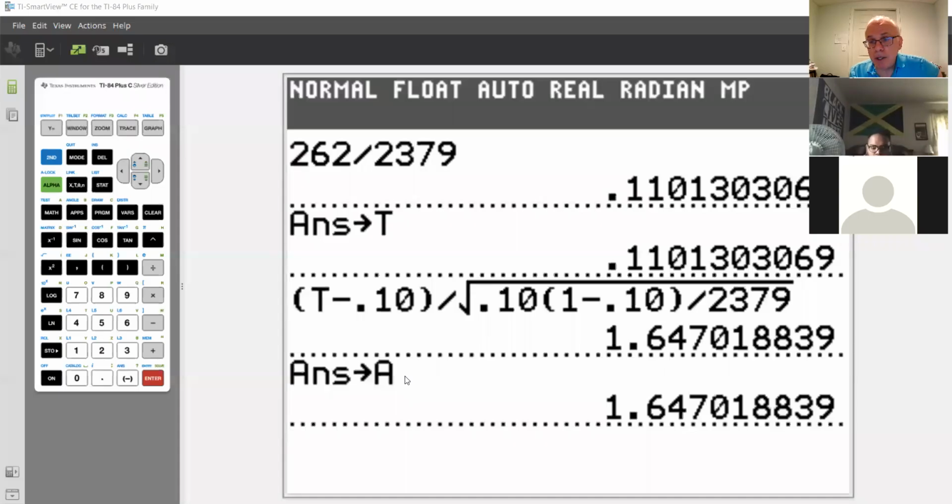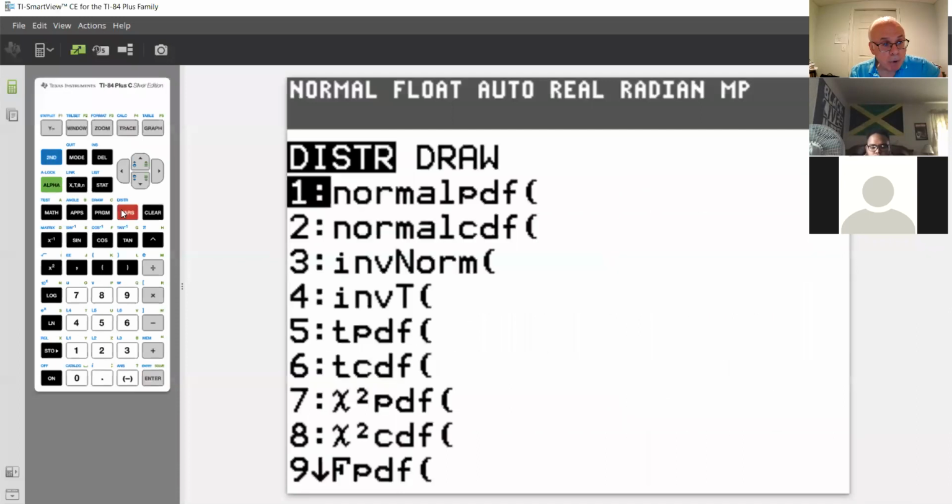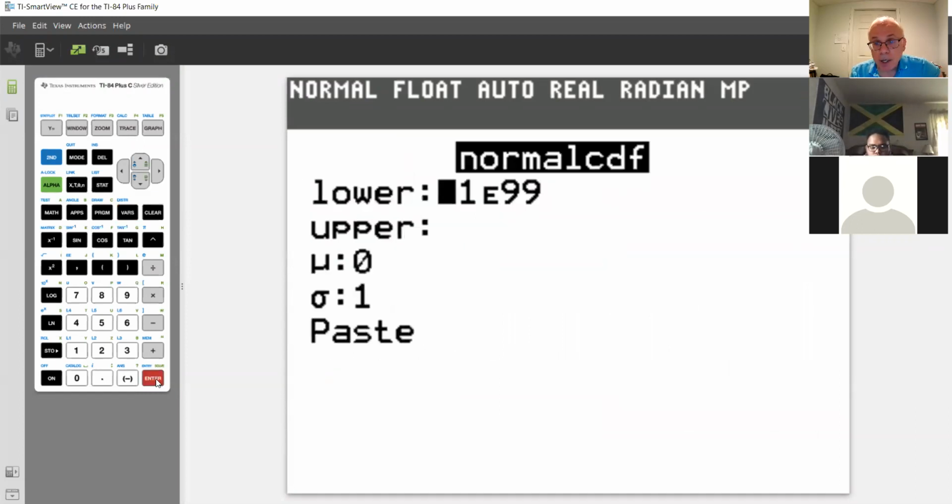Remember, the test statistic is in A. I'm going to do normal CDF in this case, because we always use that for hypothesis tests for proportions. It's a right-tail test, which means I'm going to put the lower here. I'm going to put my test statistic here, and it's A, right? So I'm going to put alpha A. Put 1,000 here. And it's 0.1, it's already defaulting that. Hit enter.